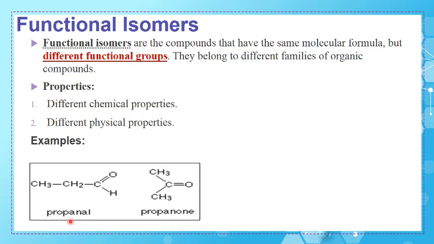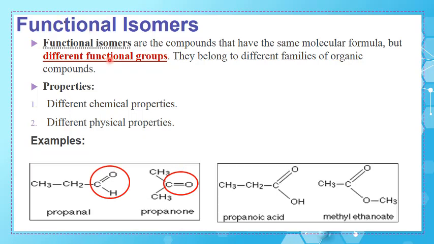Let's consider an example. Look at this. It's a propanal. What about its functional group? As you can see, it is C double bond O and H. Here it's a propanone. It is simply C double bond O. So here these 2 compounds have different functional groups. So definitely they would be what? Functional isomers. Let's consider another example. Look at this compound. Its functional group is the carboxyl group because it's a carboxylic acid. And here the functional group is C double bond O instead of OH, because H here is replaced by CH3. So these two compounds have different functional groups. So definitely they are functional isomers.